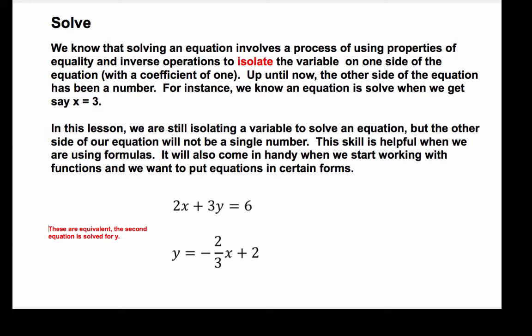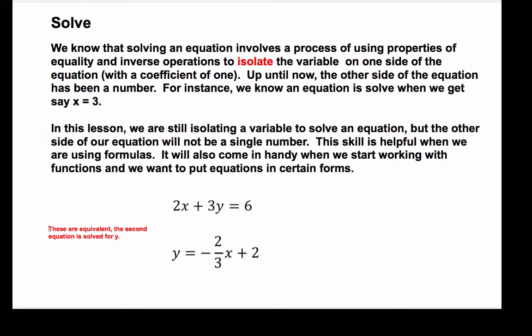But what we're going to be doing now is the other side of the equation is not going to be a number. In this lesson, we're still isolating a variable to solve an equation, but the other side will not be a single number. And this skill is helpful when we're using formulas. A lot of times we'll use formulas in science or math that are a little complex, and we'll want to be solving for a particular variable that's right in the middle of this complex formula, and sometimes it's easier to just rewrite the formula in terms of the variable that we're actually going to be solving for. It's also going to come in handy when we start working with functions. Functions will come in our next unit.